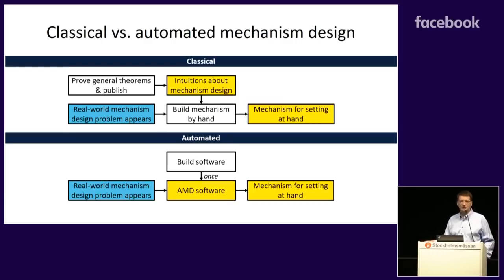In automated mechanism design, we're actually taking the mechanism design framework quite literally, and we're building the software once, taking the real-world mechanism design problem that appears, feeding it through the software, and applying the mechanism directly.